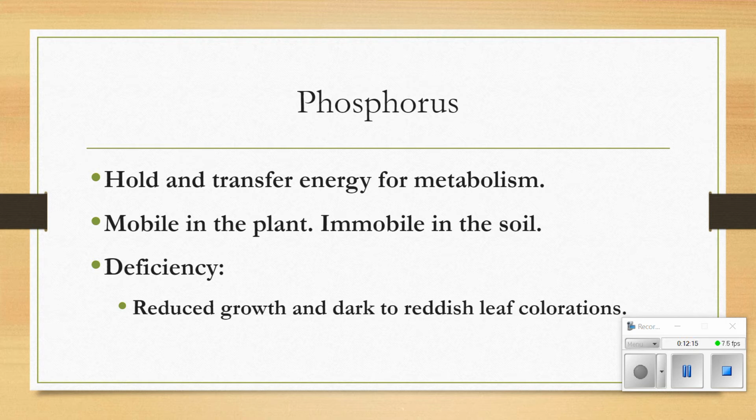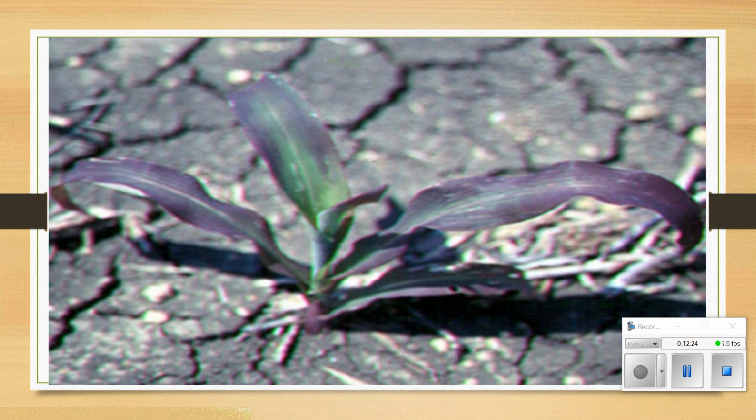You have phosphorus. It holds and transfers energy for metabolism. It's mobile in the plant, immobile in the soil. The deficiencies reduce growth and cause dark to reddish leaf colorations. You look like that, kind of purplish. Now, that's a corn plant right there.